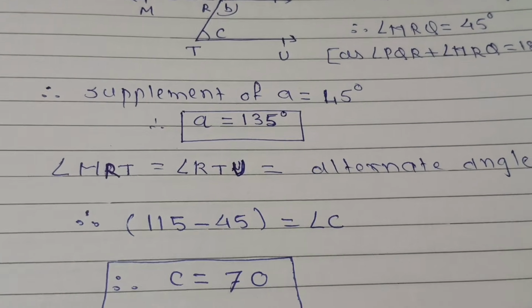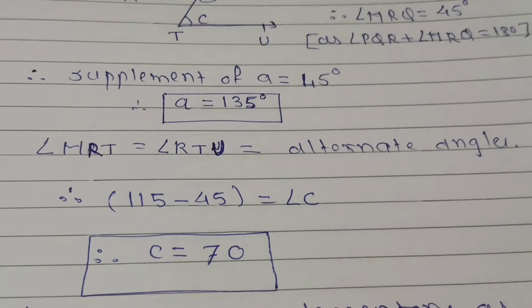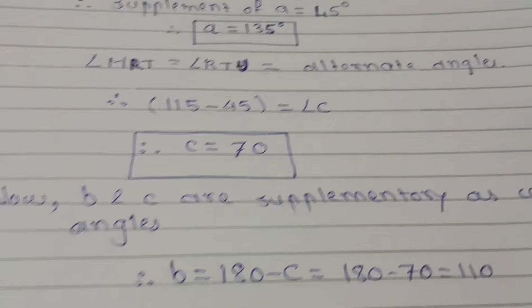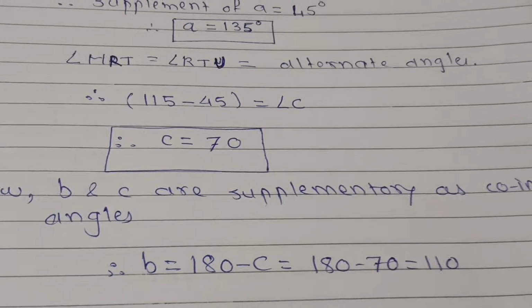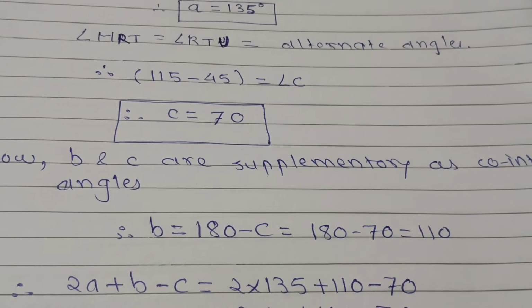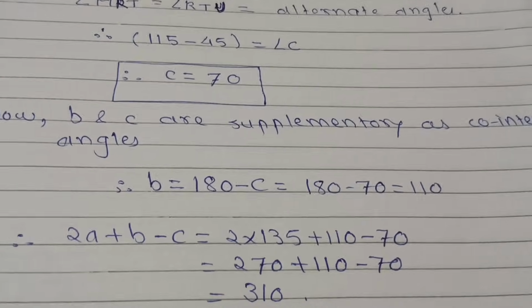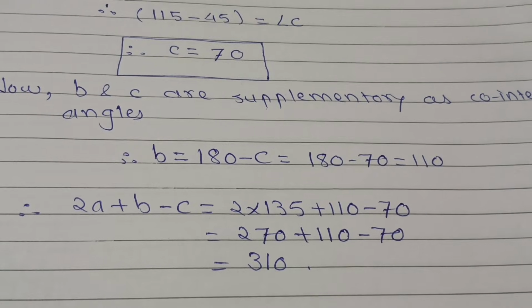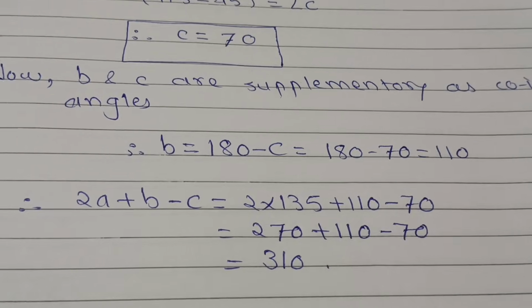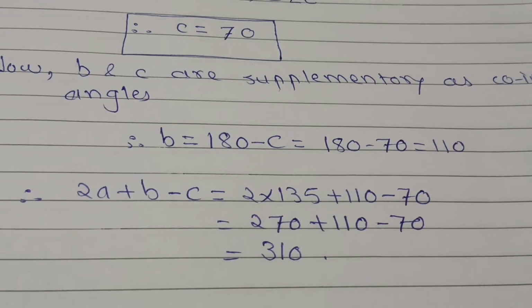Now angle MRT is equal to angle RTU because they are alternate angles. So angle C becomes 70. Now B and C are supplementary, as they are co-interior angles, so B becomes 180 minus C, that is 110. Now put the values of A, B and C obtained above in the equation. We get the answer 310. So option D is the correct answer.